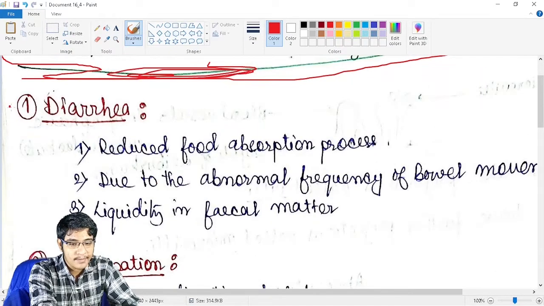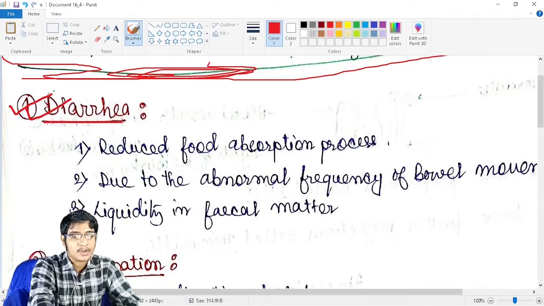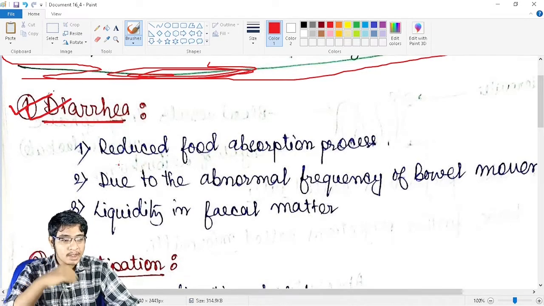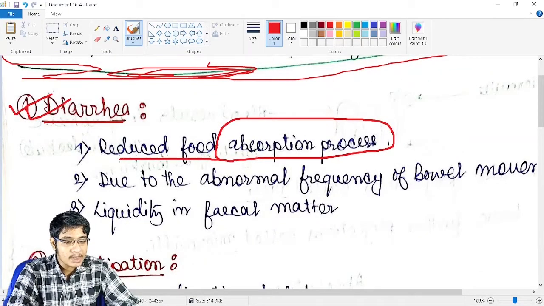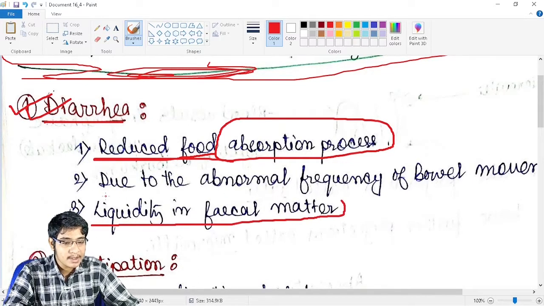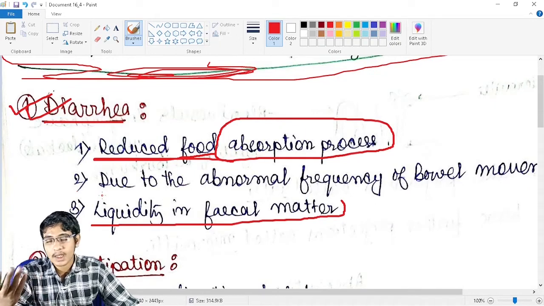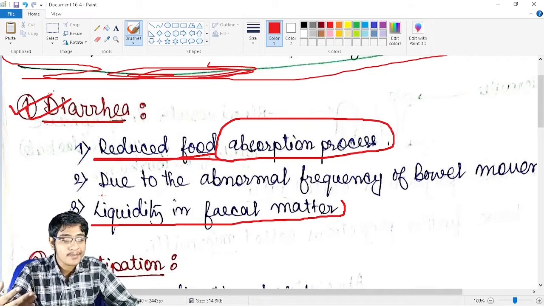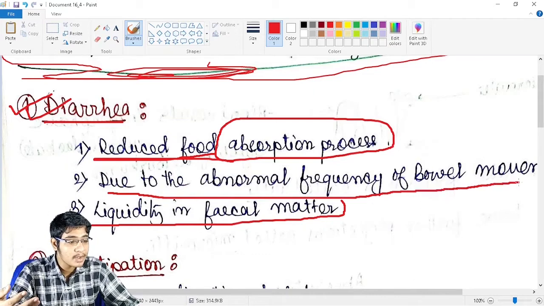Let's see. The first common disease is diarrhea. So what is diarrhea? When the absorption process fails or reduces, the fecal matter, the waste products, become more liquid. So the liquidity in fecal matter increases. Why does this happen? What is the cause of diarrhea? It is due to the abnormal frequency of bowel movement.